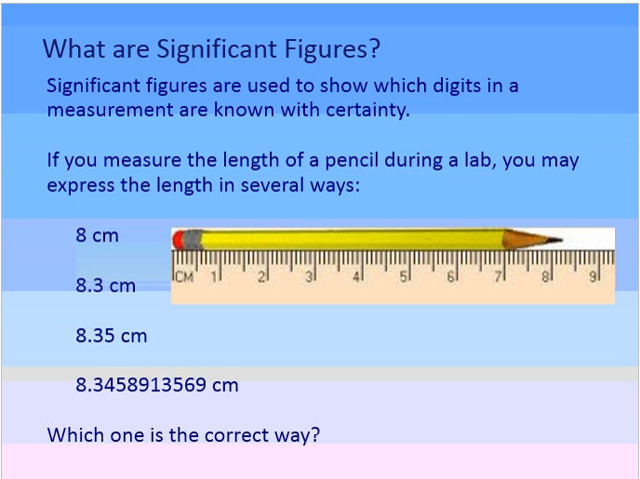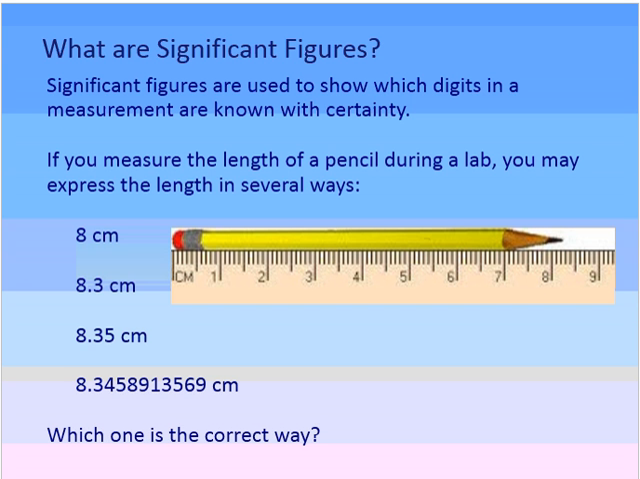Let's start first with significant figures. Significant figures are used to show us which digits in a measurement are known with certainty. So for example, if you were asked to measure the length of this pencil in lab with a metric ruler, it's in centimeters, you might come up with different ways of expressing the length. So let's look at each way that you possibly could express it and see which is the best, which we can do with the appropriate number of significant figures.